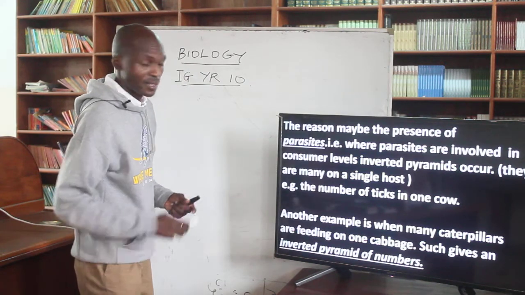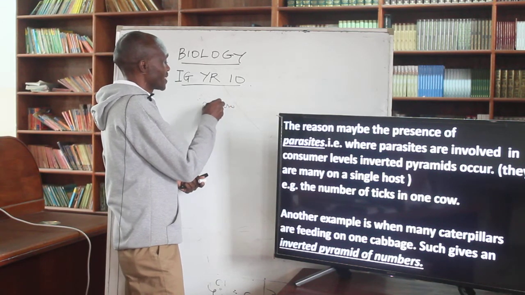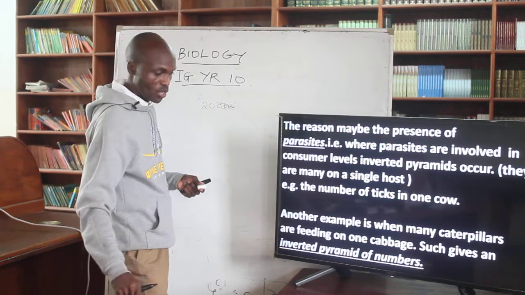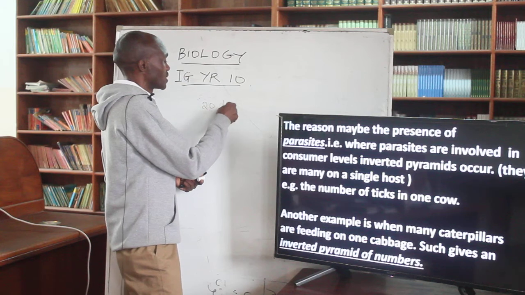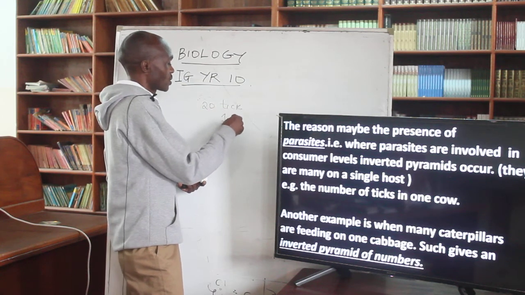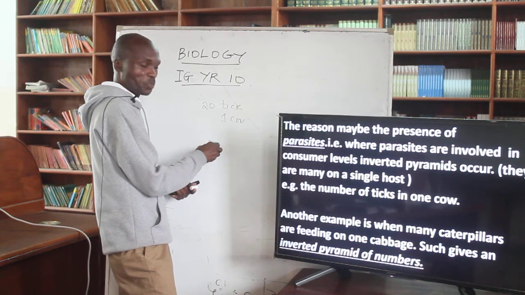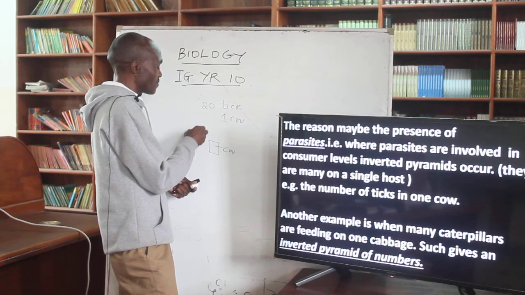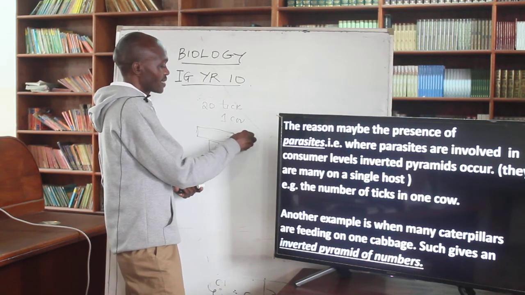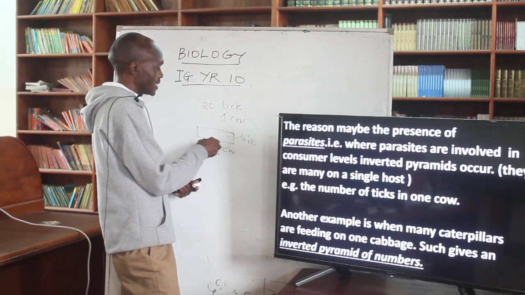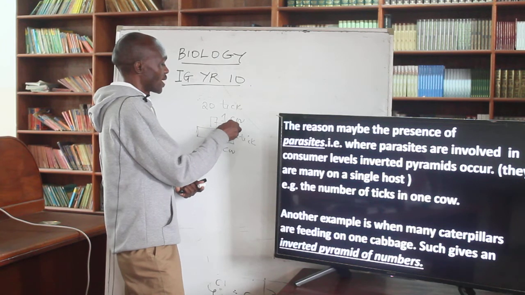inverted pyramid. If you count the number of ticks on a single cow, you may find around 20, and just one cow. So if you draw this, you realize that the cow is the host, the producer, and then you have a higher number of ticks. Essentially these are the ticks. Maybe the ticks are being fed on by a bird, which could be just one bird.